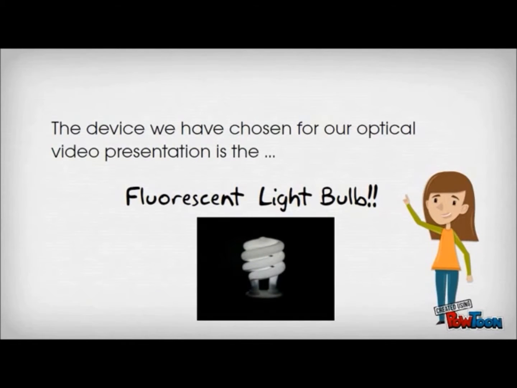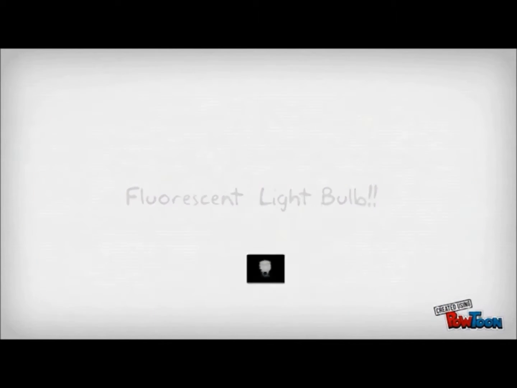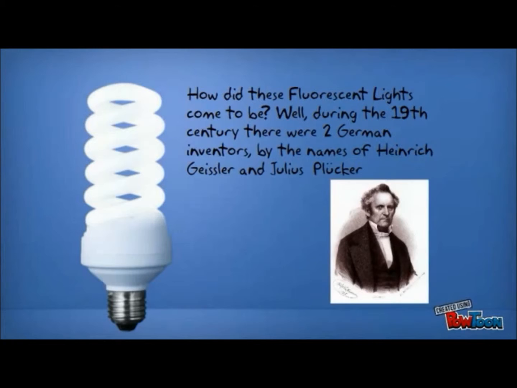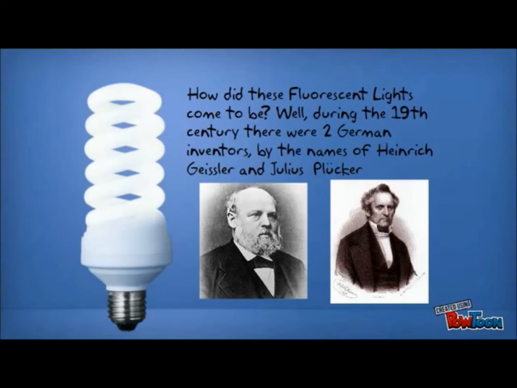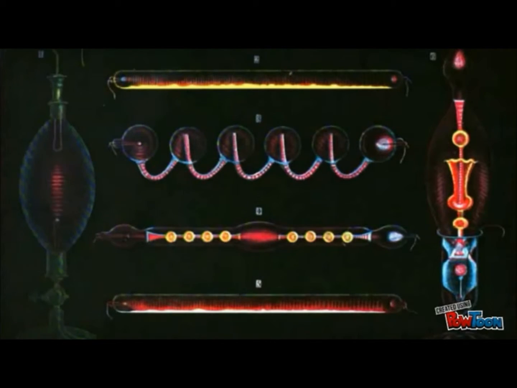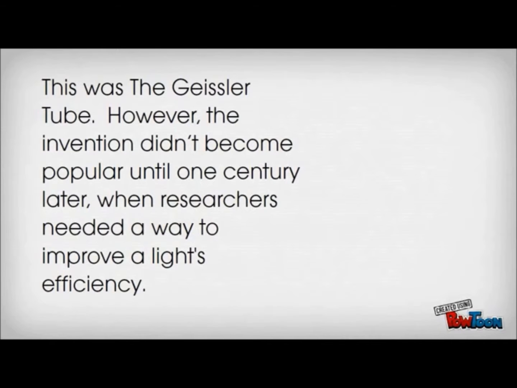The device we have chosen for our optical video presentation is the fluorescent light bulb. How did these fluorescent lights come to be? Well, during the 19th century, there were two German inventors by the names of Henry Geisler and Julius Plucker. They made one of the earliest lamps by removing the air from a tube and passing an electric current through it, creating light. This was the Geisler tube.